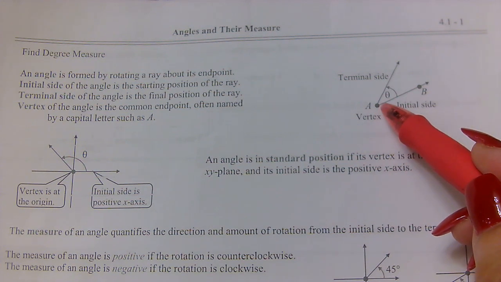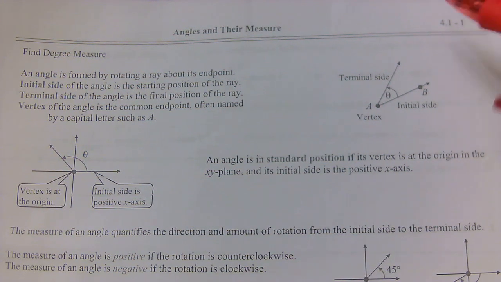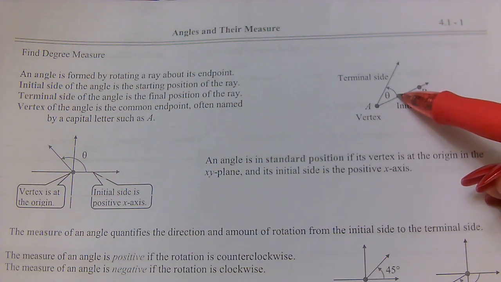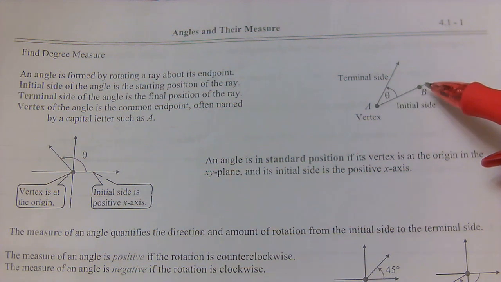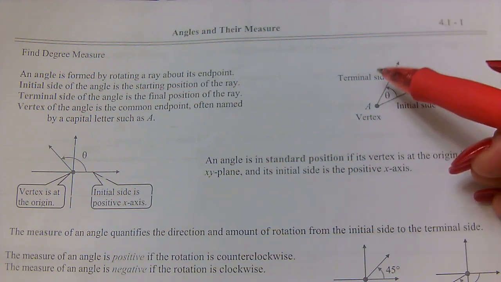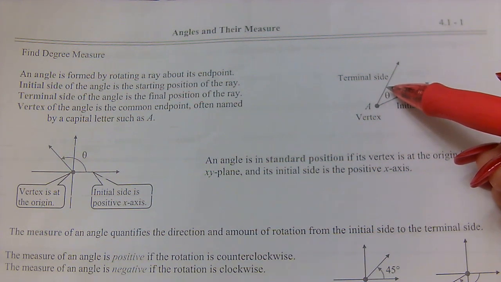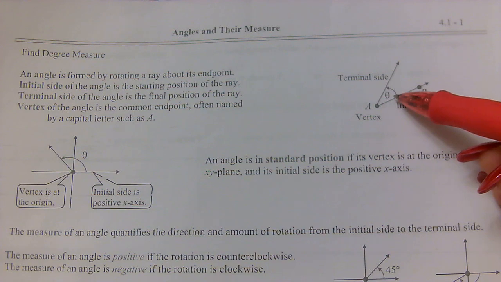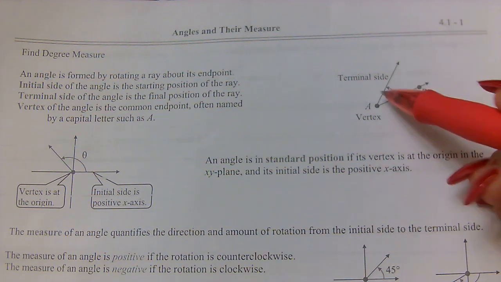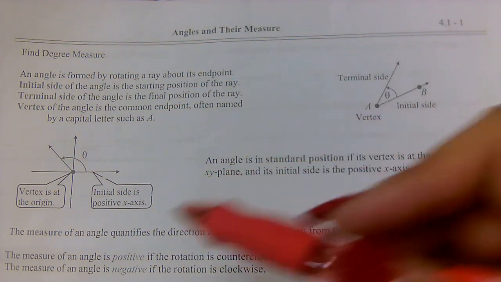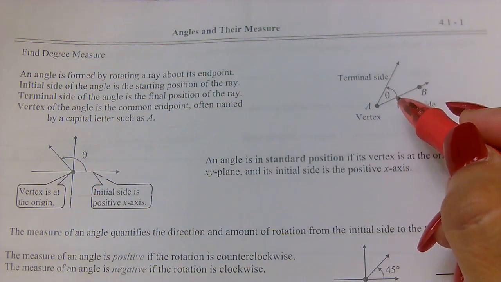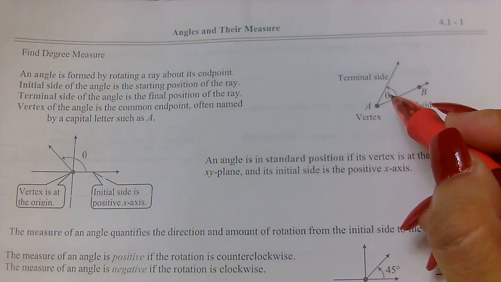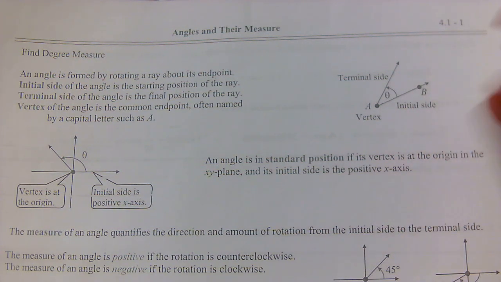Okay, and where you start, if you notice here, this is a starting point and this is the arrow, meaning it's going in this specific direction. This is called our initial side because that's where we start. And then the terminating side is where the arrow is at the end. So this is going to be our theta, our angle. Now this is important because if we're going in an up direction, that's going to be a positive angle. If we're going in a down direction, it's going to be a negative angle.